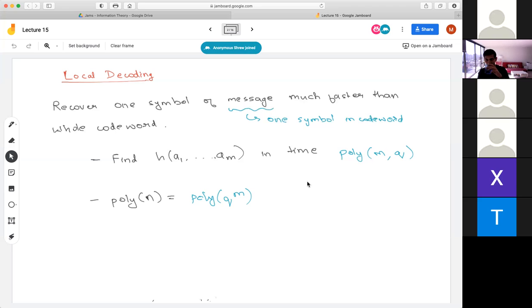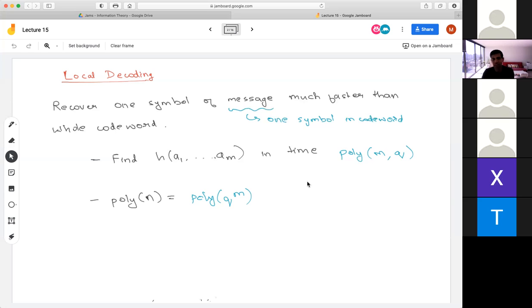Is this okay? Okay. Still, this is after corruption. Of course, if there was no corruption, this is easy. You can just read it off. The question becomes interesting if there is some corruption.